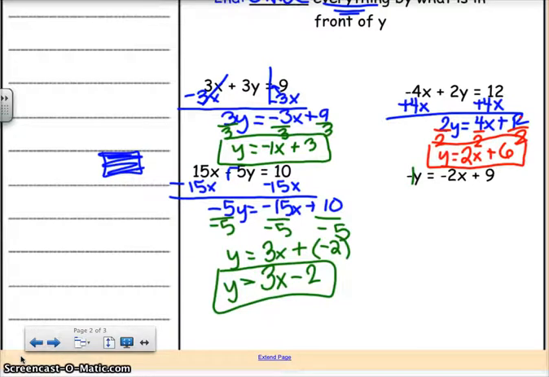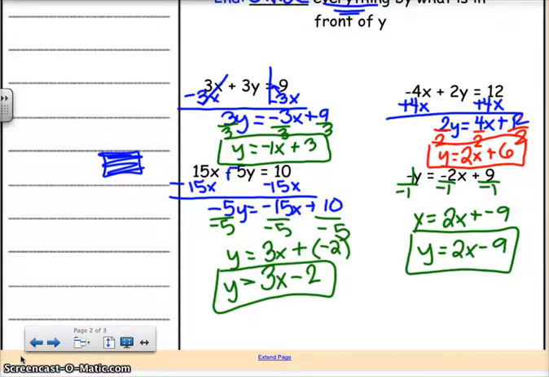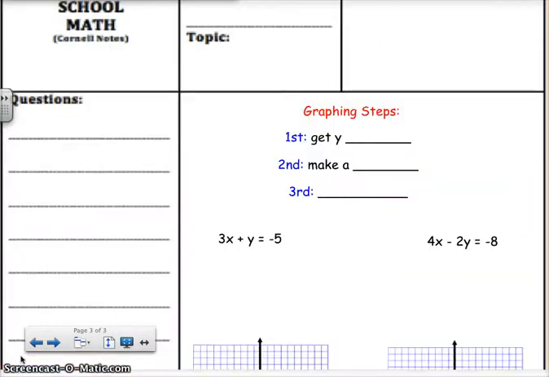But technically you're timesing through by -1 or dividing through by -1. So if I divide through by -1, I get y equals positive 2x plus a -9. Y equals 2x minus 9. Learning target 1 done. Getting y alone. That was our main goal. Now we apply it to what we did yesterday, and we use it with graphing.